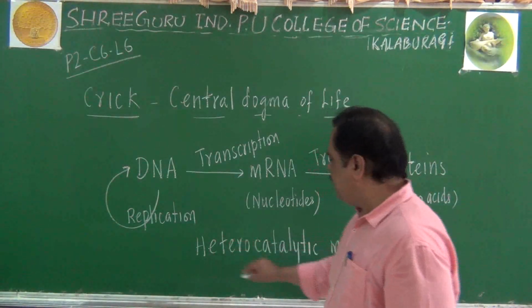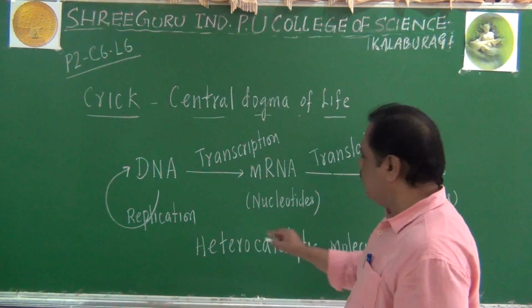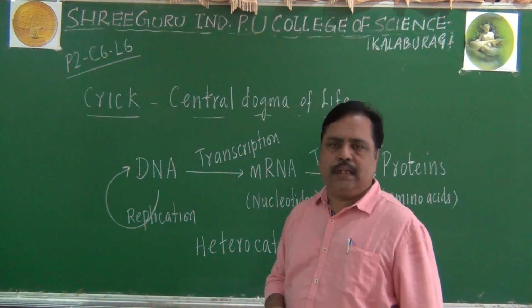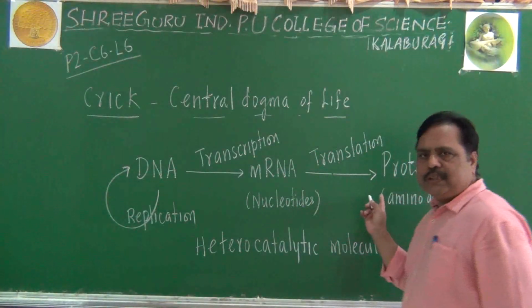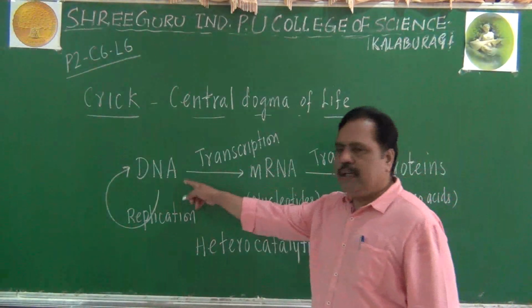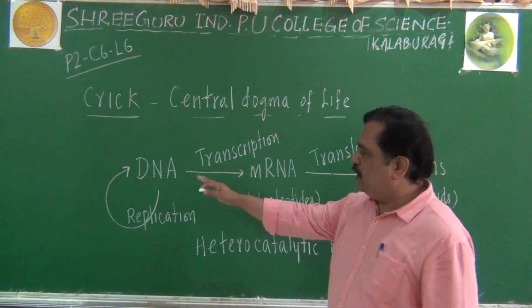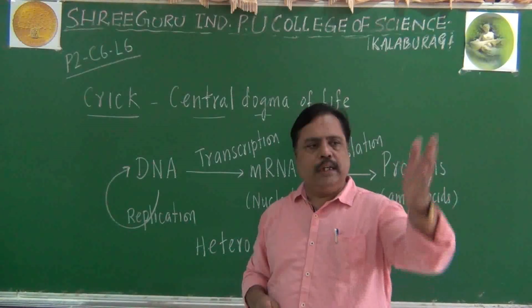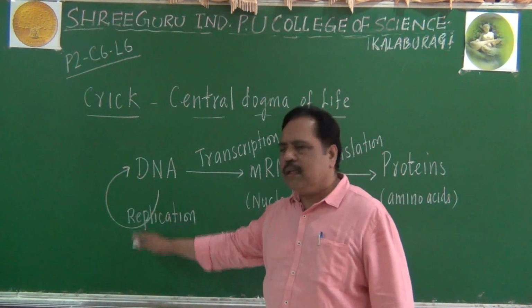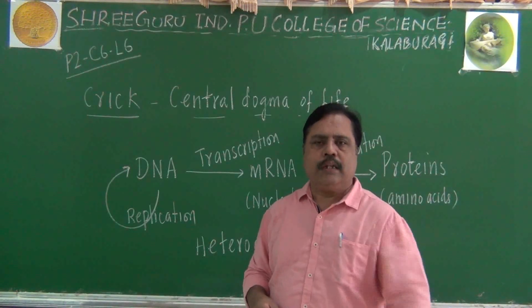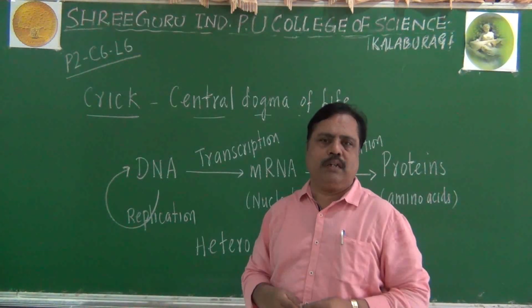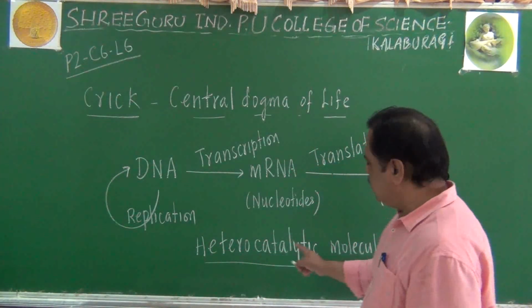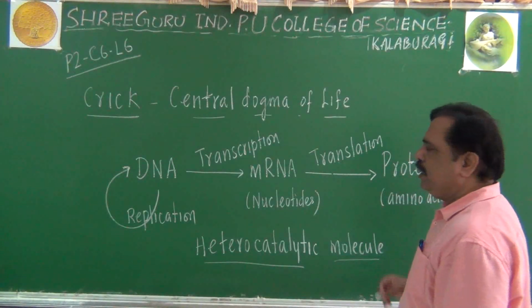Why is it heterocatalytic? Because it is able to synthesize RNA and thereby protein. Indirectly, it helps in protein synthesis. Without RNA, protein cannot be synthesized. Without DNA, RNA cannot be synthesized. So it does transcription as well as inheritance. Inheritance of character: it will produce a daughter copy and give it to the next generation. When it performs two important functions, that ability is called heterocatalytic function. This heterocatalytic molecule is DNA, we can say.